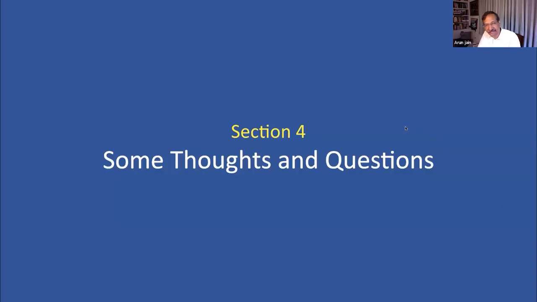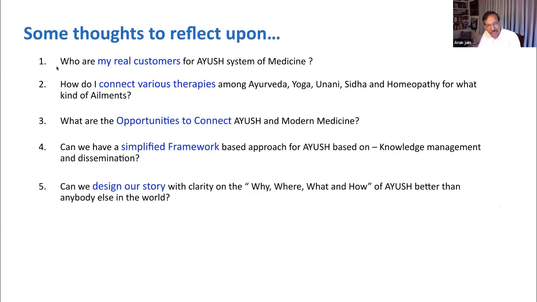Subodhi, I'll just answer your questions. So some thoughts and questions, which I'll leave to this group for the next 2 days. Who are my real customers for the AYUSH system of medicine? How do I connect various therapies among Ayurveda, Yoga, Unani, Siddha, and Homeopathy for what kind of ailments? What are the opportunities to connect AYUSH and modern medicine? So question number 2 is first to connect within AYUSH, and question number 3 is the opportunity to connect with modern medicine.